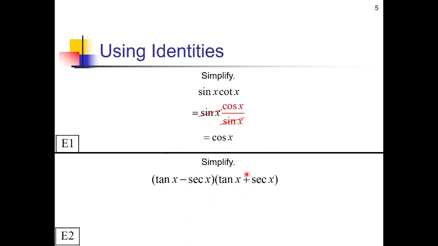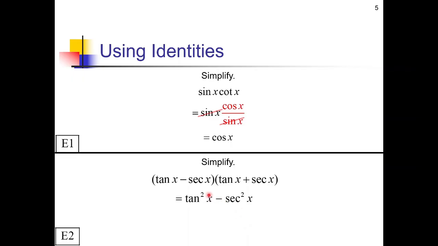I can FOIL this out. So I've got tan times tan, that'll be tan squared. We have a tan secant of x and a negative secant tan of x. Those are actually the same term that'll cancel each other out. And then we have negative secant times secant, that's negative secant squared of x.